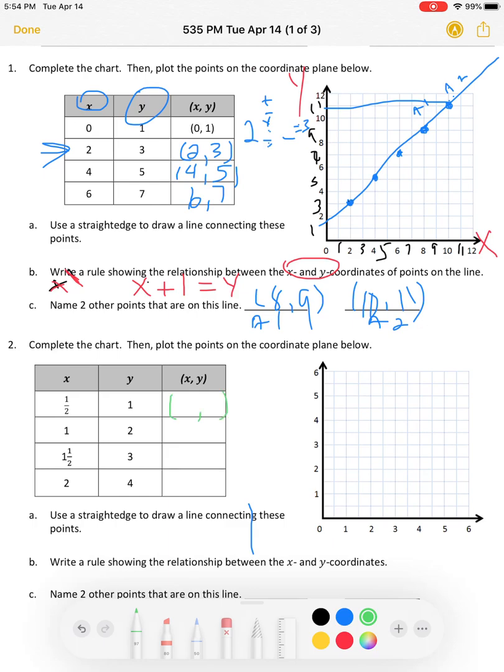And if you think you can do so, pause it and go ahead and get it done. Here, x is 1/2, y is 1. Here, x is 1, y is 2. Here, x is 1 and 1/2, and then y is 3. And then here, x is 2, and y equals 4. Okay? All right, now they want us to plot our coordinates on our grid, so let's get started.